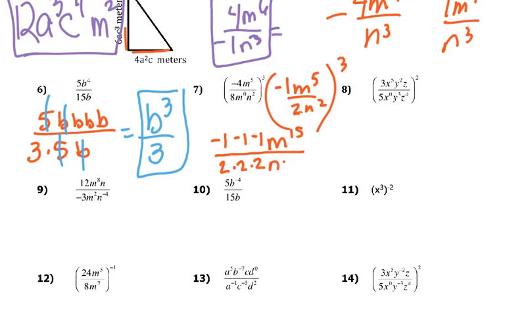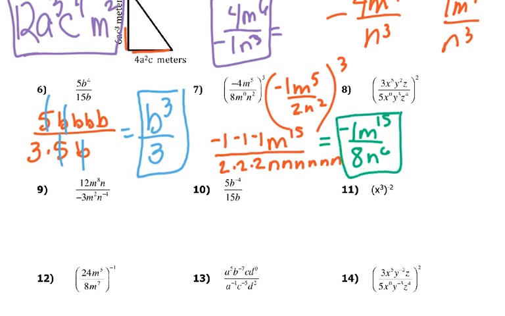And then n to the second, you can write that out, or if you're starting to figure out how to do it without writing it out, that's fine too. And so what this gives us is negative 1 times negative 1 times negative 1, m to the 15th power over 8 n to the 6th power. And that is your final answer.